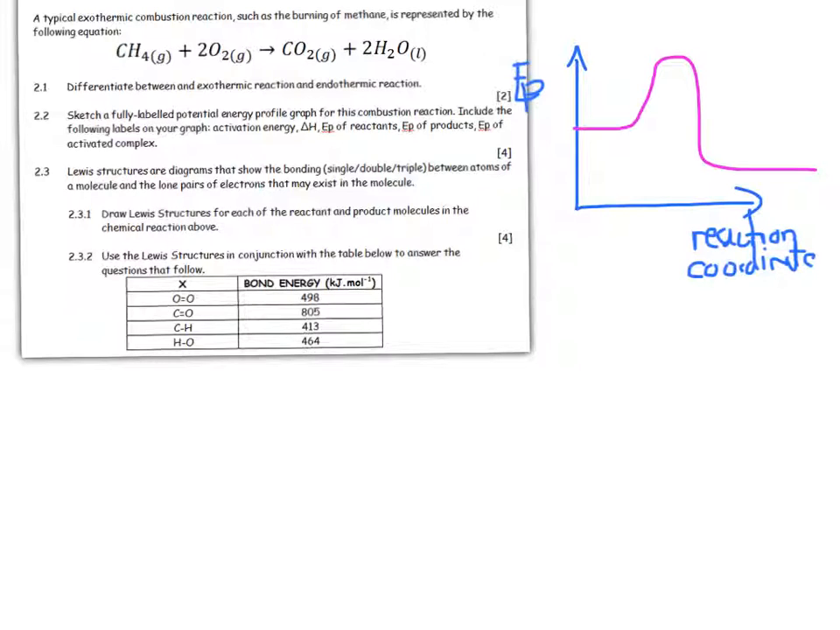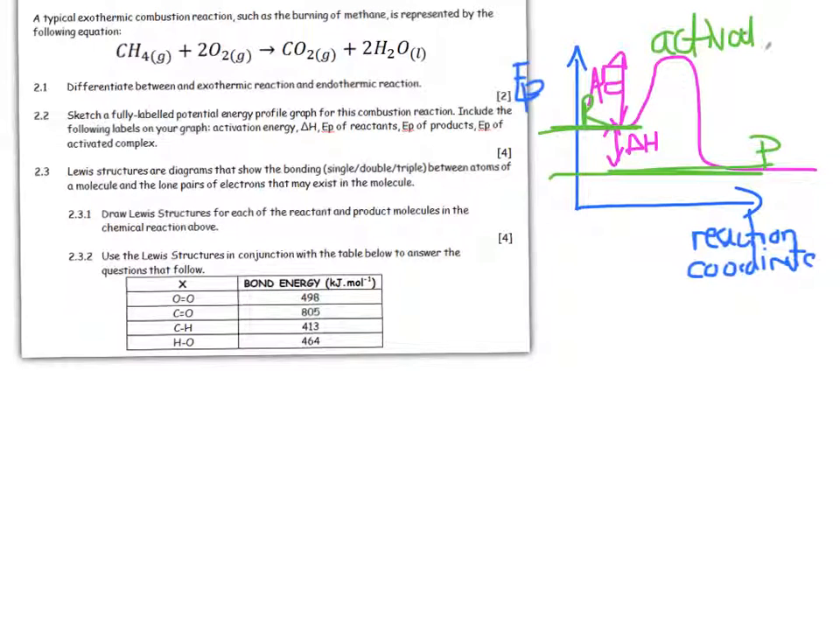And then you have to label the following things. It is the activation energy. Energy from there to there is the activation energy. I'm shorthanding here, so forgive me. Then the delta H value is the difference between the products and the reactants. You need to show that quite clearly. Then they want the energy of the reactants, which is this line over here, the energy of the products, which is that line over there, and the activated complex.